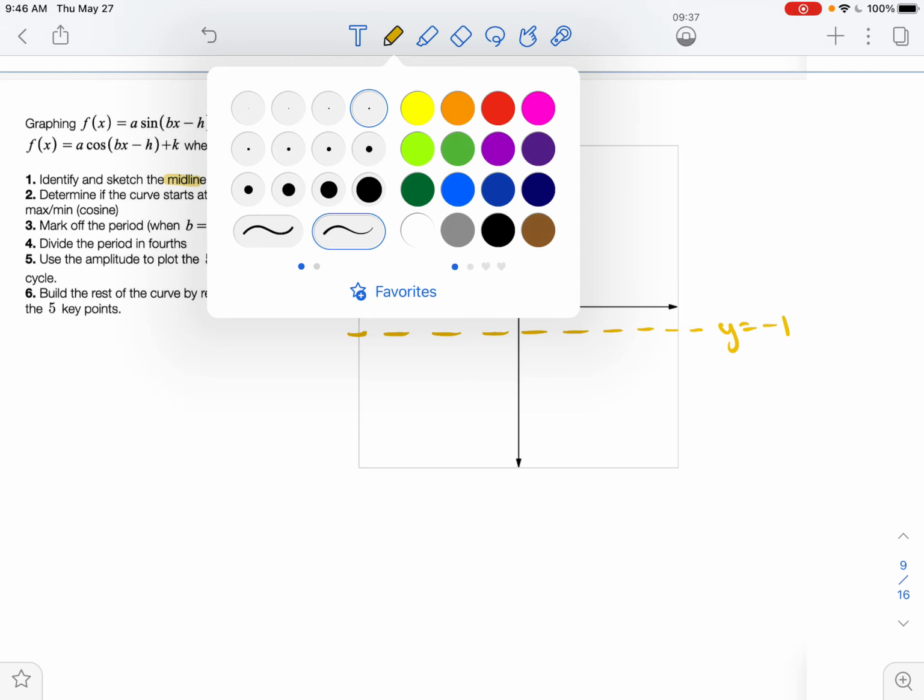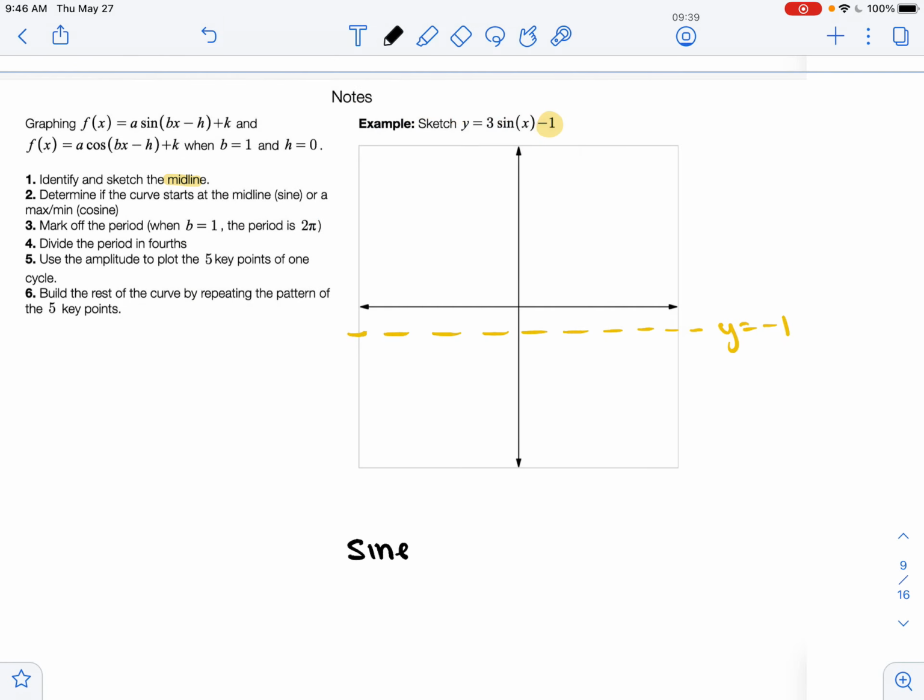All right, so a sine function we know is going to start at the midline. If it's a positive A value, we'll go up to the max, come back down to midline, then to a minimum, and then back to our midline, and that is one cycle. So again, sine is starting at the midline, so I'm just going to make note of that here.